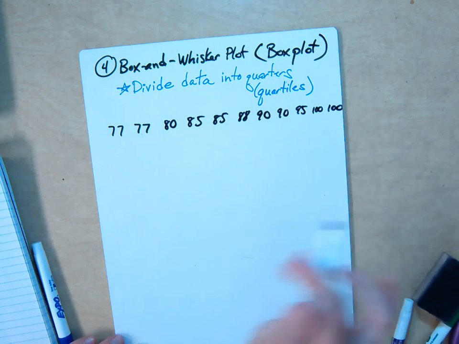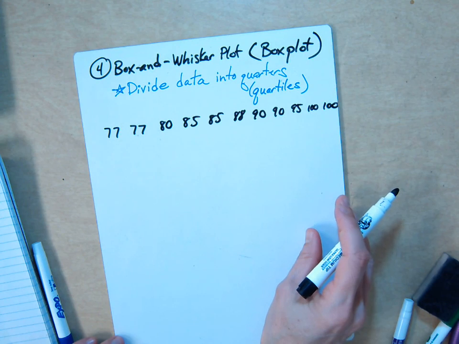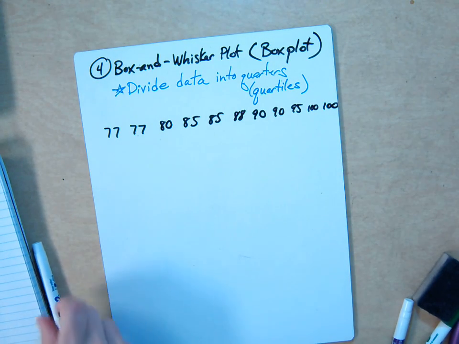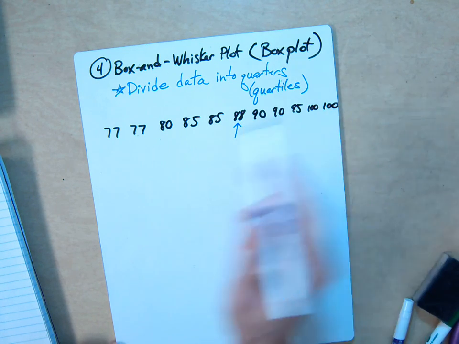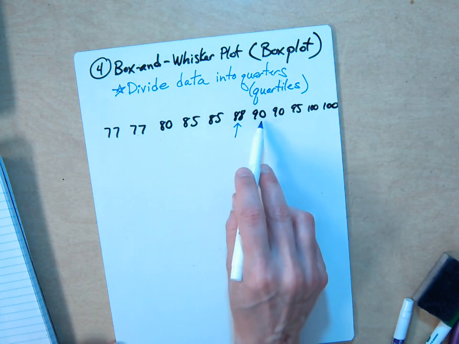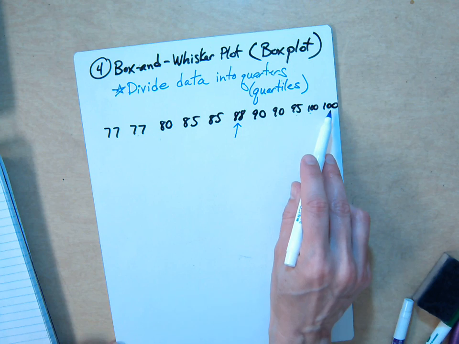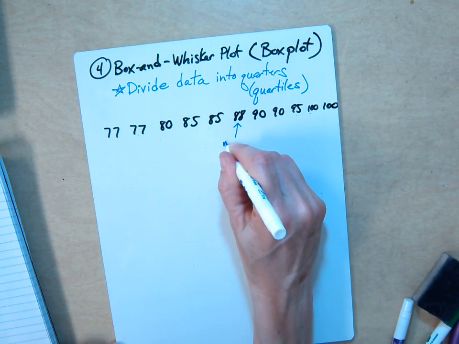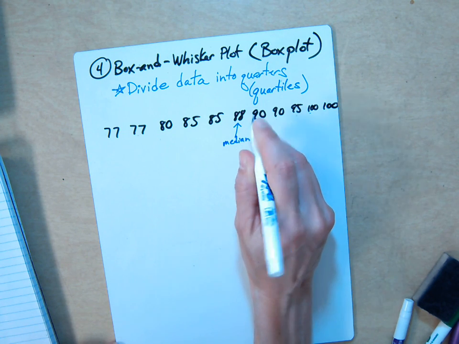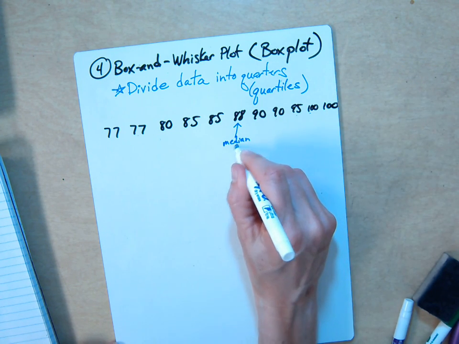So where's the median? Here? How many numbers do we have, and where's the middle? 88 is the middle, because I think there's 9 numbers. 1, 2, 3, 4, 5, 6, 7, 8, 9, 10, 11. No, there's 11 numbers. So we want 5 to the left, 5 to the right. This is the median. And that's Q2.